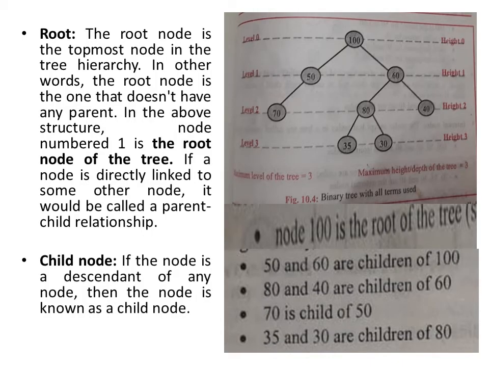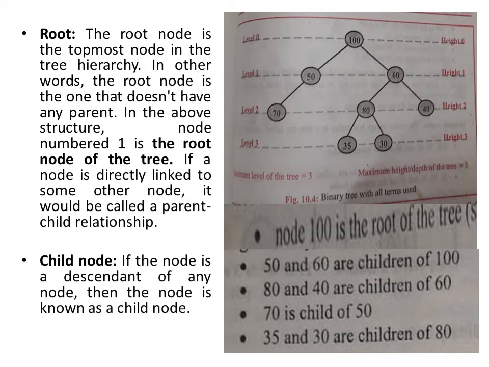What is a root node? Previously I have told that the root node is the topmost node in the tree hierarchy. In other words, the root node is the one that does not have any parent. In the above structure, node number 1 is the root node of the tree. If a node is directly linked to some other node, it could be called a parent or child relationship. For example, here you can take the example. This is only one node. Therefore, this 100 is called the root node of this tree.